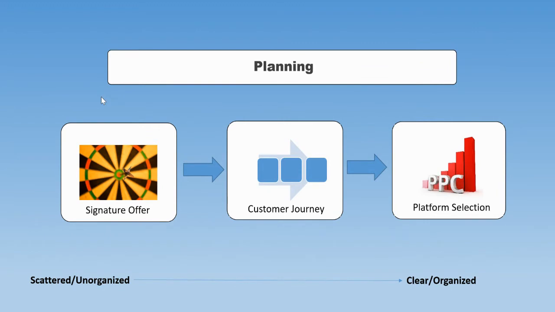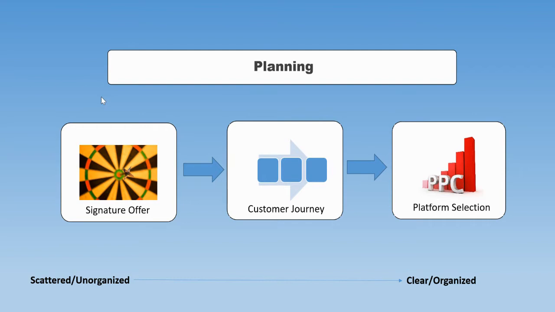So that's the planning phase, or in other words, the strategy phase. In here, you're going to come up with your signature offer, you're going to map out your customer journey, and you're going to select which platforms you're going to use. This is your strategy. This is something that you will have written down and clear, so that you know you're not trying different things all the time. Once you've completed this, you go from scattered and unorganized to clear and organized, because now you have a clear idea of what you're doing. Your foundation is sorted out, your presence is sorted out, and you've now got a plan of what to do.